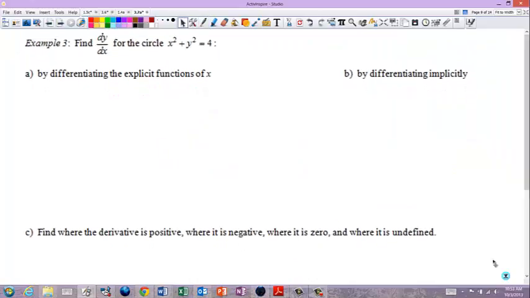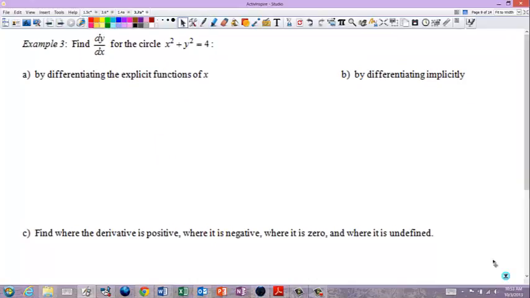Now it asks me to find dy/dx for the circle x squared plus y squared equals 4, by differentiating the explicit functions of x. So I've got y equals the square root of 4 minus x squared, and then y equals the negative square root of 4 minus x squared.